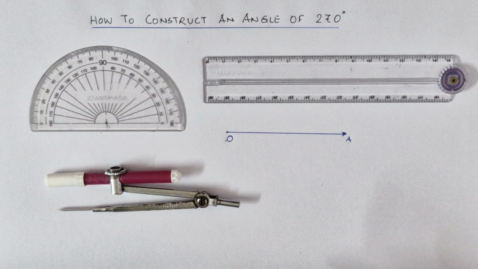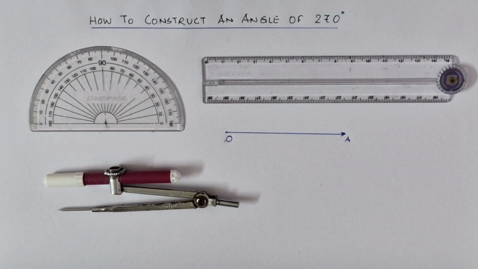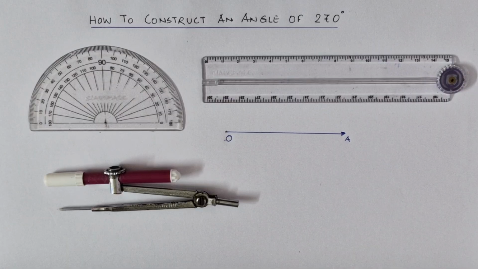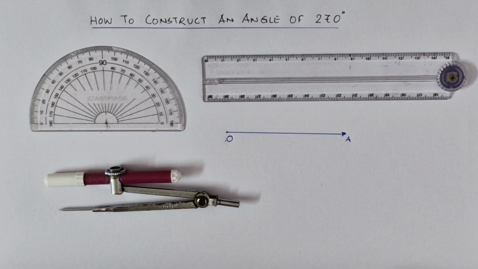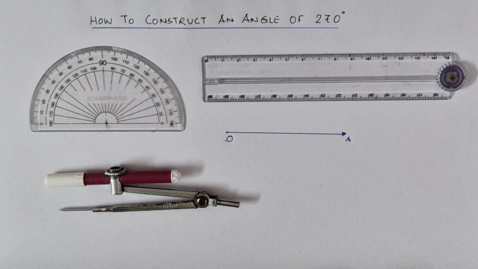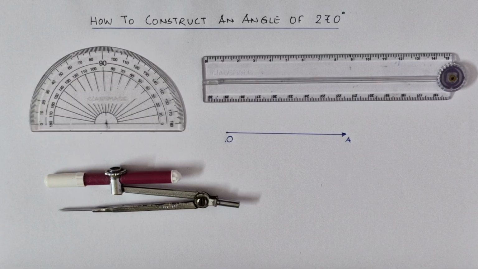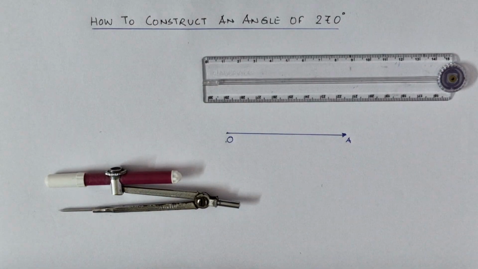Now today's topic is how to construct an angle of 270 degree. Okay, so student, let's start. For that, we need a ruler and a compass. So these two will do. Obviously, we need a protractor. Why? At the end of the construction, we need to check whether we have constructed the angle of 270 degree correctly or not. Okay. Now, let's first get the concept and we'll start constructing the angle.